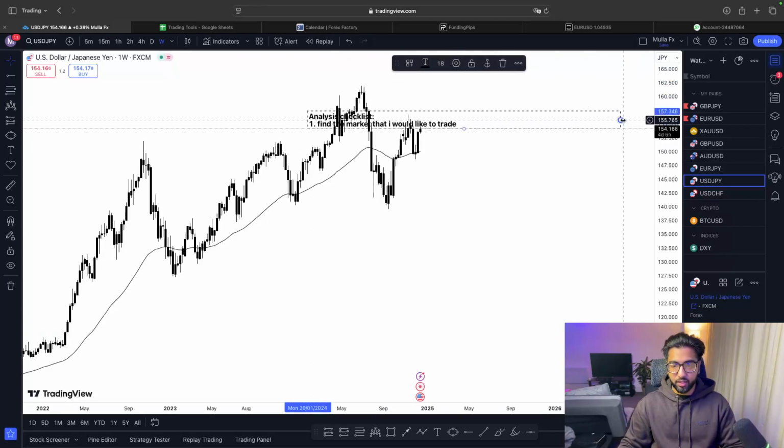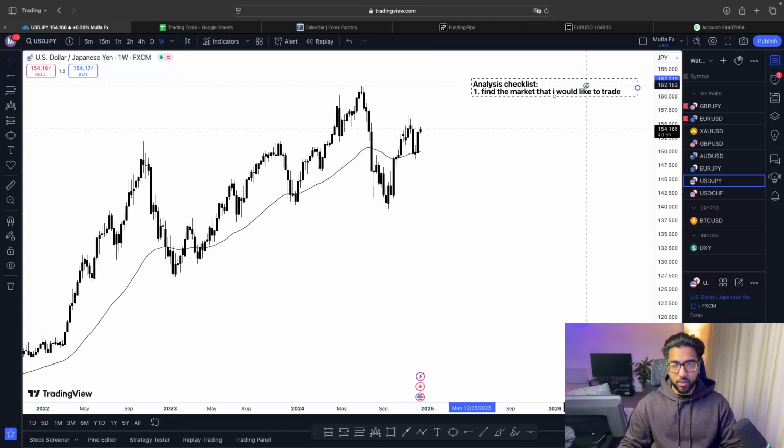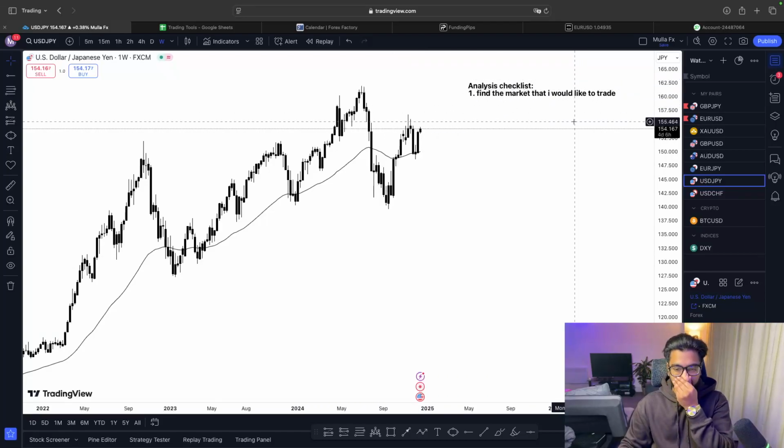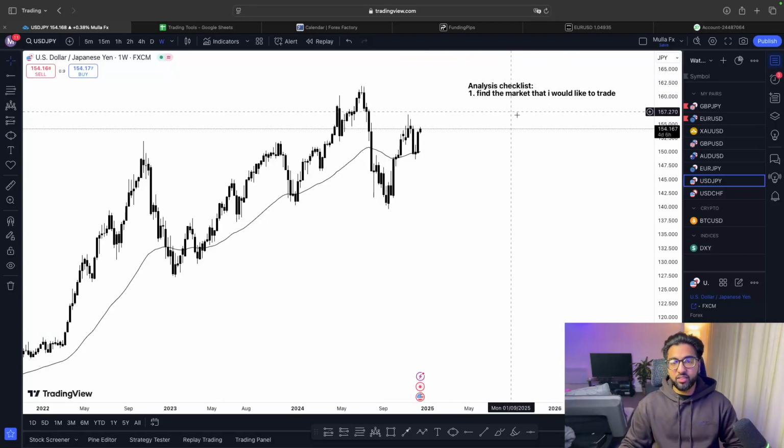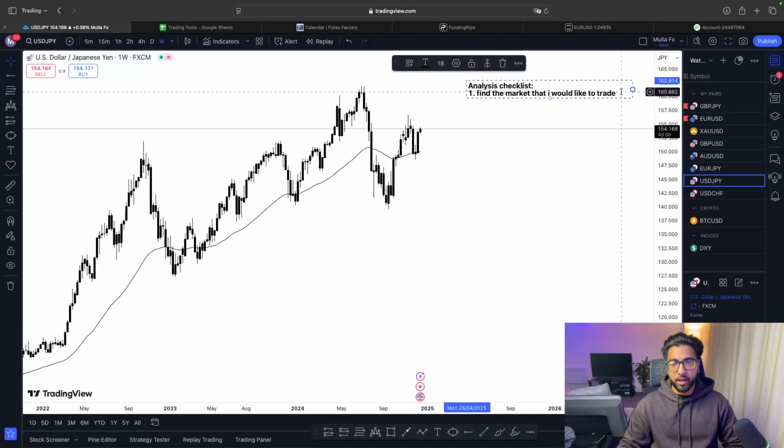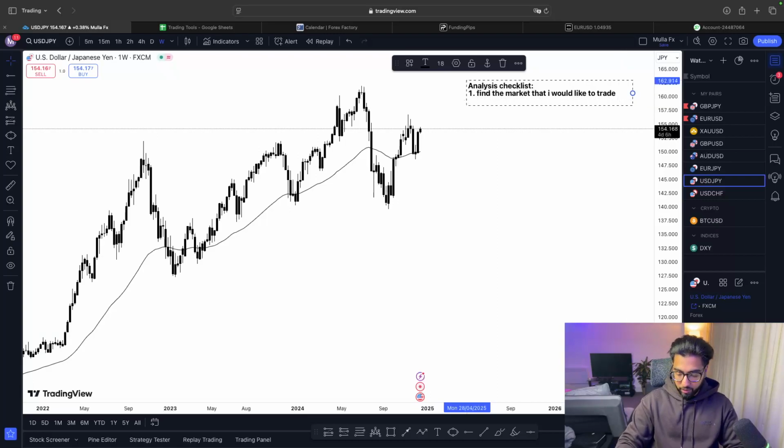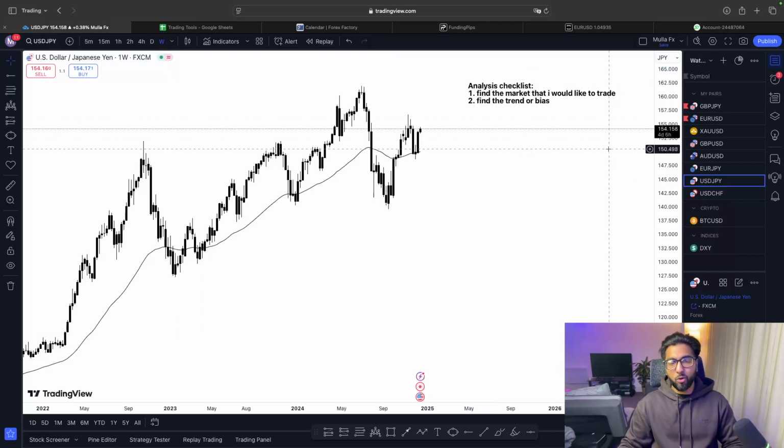First thing first is find the market that I would like to trade. Okay, so in this case it is USD JPY. So we've done that. Okay, next what we want to do is find the trend or bias. Okay, trend or bias. If anyone says I want to find the daily trend or the weekly trend, they're basically saying they're finding the bias. Is it bullish? Is it bearish?